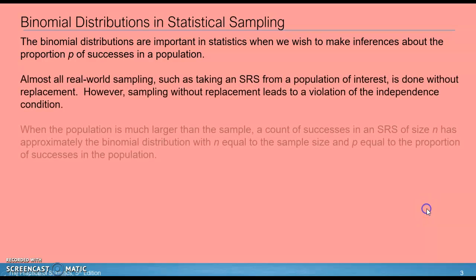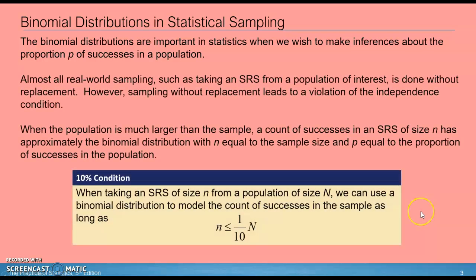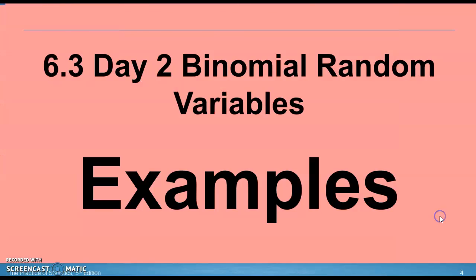The next thing I want to point out from the reading is this new 10% condition. You can find more info on page 114 in your reading. The binomial distribution makes a good approximation as long as you're not sampling more than 10% of the population. So you have to make sure that your samples satisfy this 10% condition.